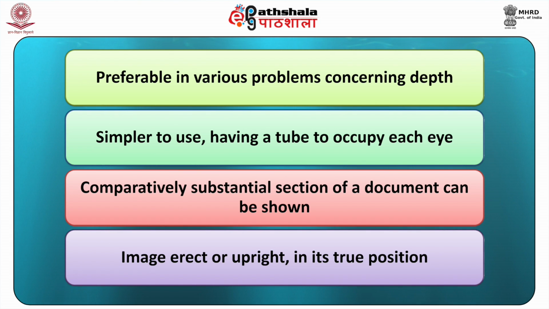Third, the broad area of vision is often a distinct benefit in which a comparatively substantial section of a document can be shown. A high degree of enlargement is generally not required and is often undesirable. Fourth, this instrument shows the image erect or upright in its true position with respect to the viewer and not reversed or inverted as in the everyday microscope.